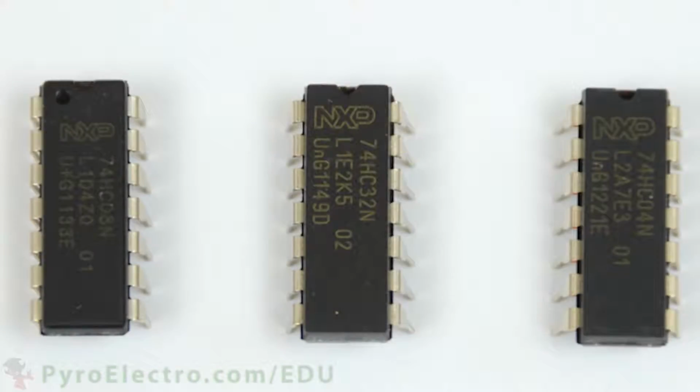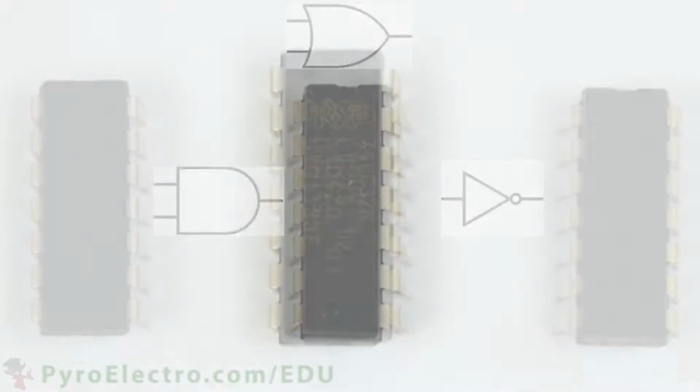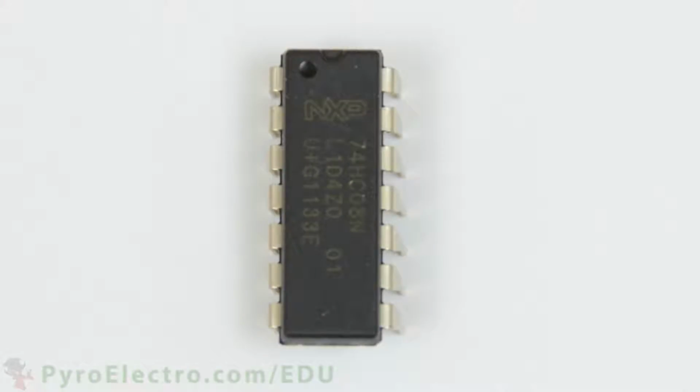Now that we've established the theory, let's get some integrated circuits out and see this stuff in action. For the experimentation part of this lesson, we'll go through each of the three basic logic gates, AND, OR, NOT, and verify that they work like we would expect by building a circuit and checking the truth table. First, let's check the AND gate.